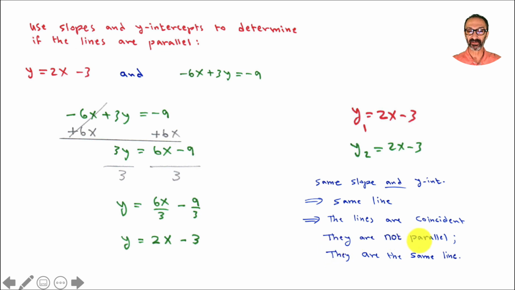And they are not parallel. They are the same line. Because parallel lines means they don't intersect. But these ones, they intersect all the way because it's the same line. So we call them not parallel. Just be careful.